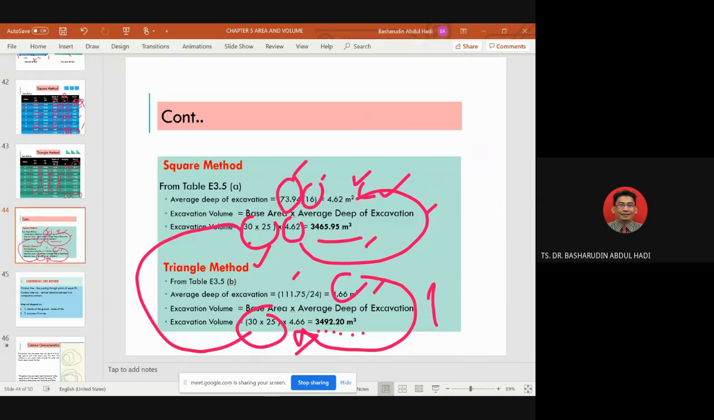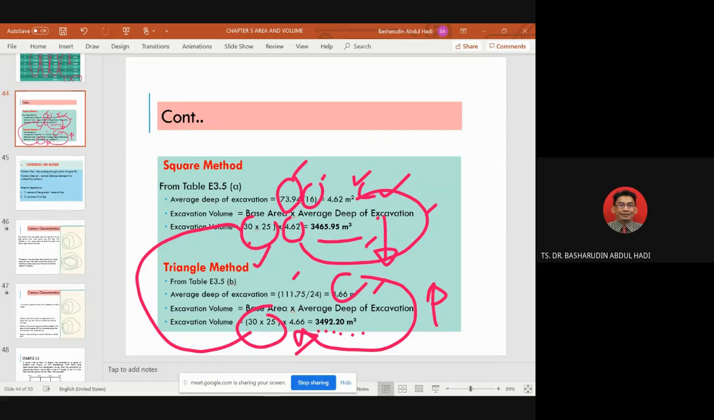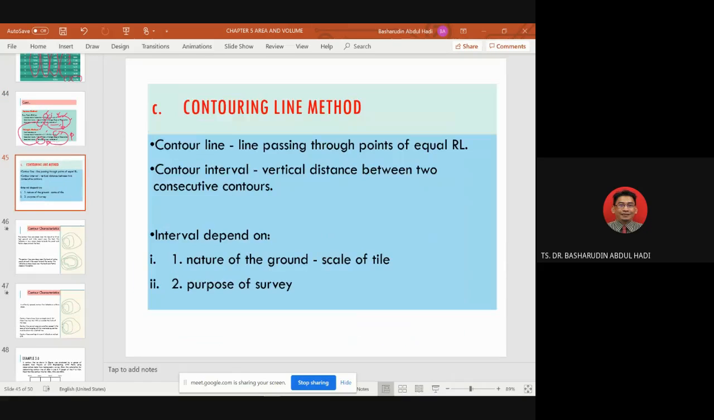So you can see which one is higher. The triangle is higher; the square value is less. So the square method and the triangle method give you different answers based on the mathematical model or the assumptions they made, even though you calculate the same site.